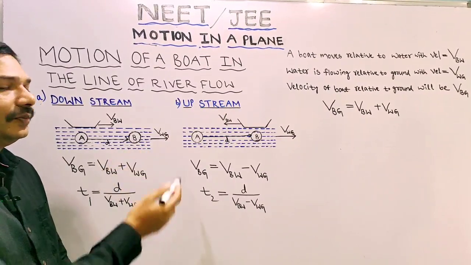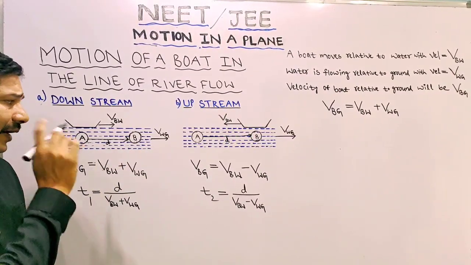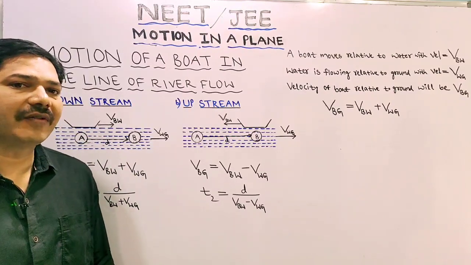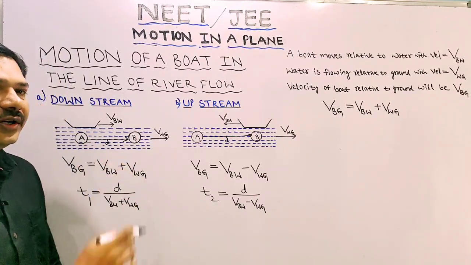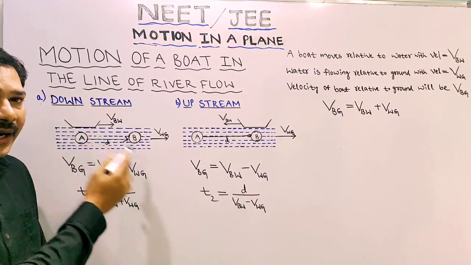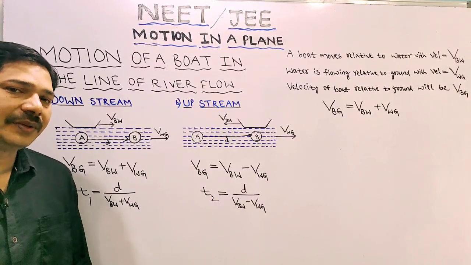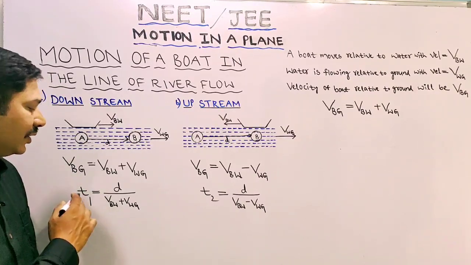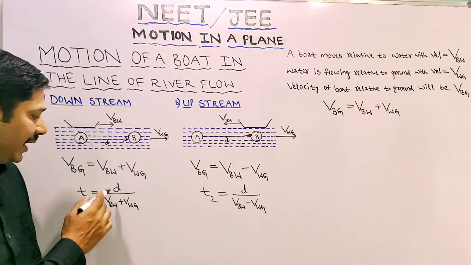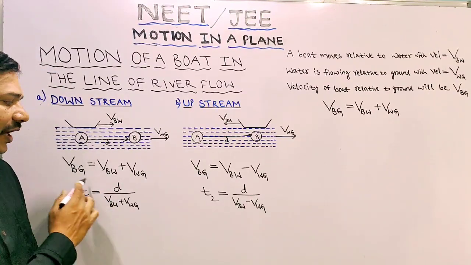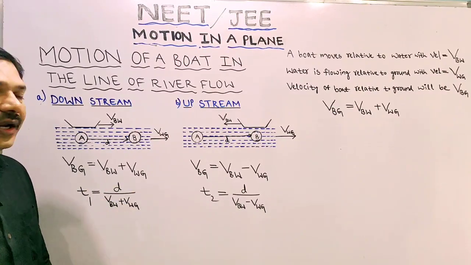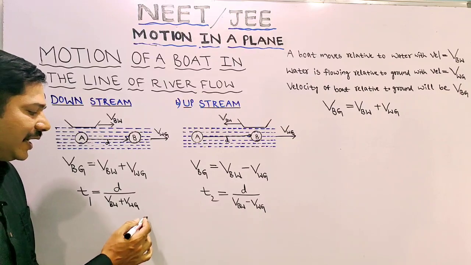Now the time to travel from point A to point B, where the distance covered is D. How much time is taken from point A to point B? Time equals distance by velocity, and the velocity is VBW plus VWG. So this is downstream.